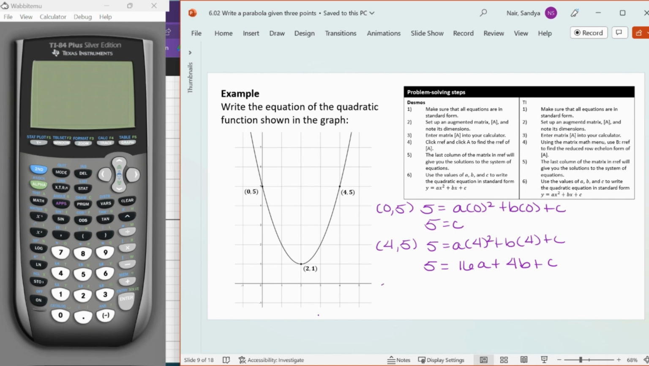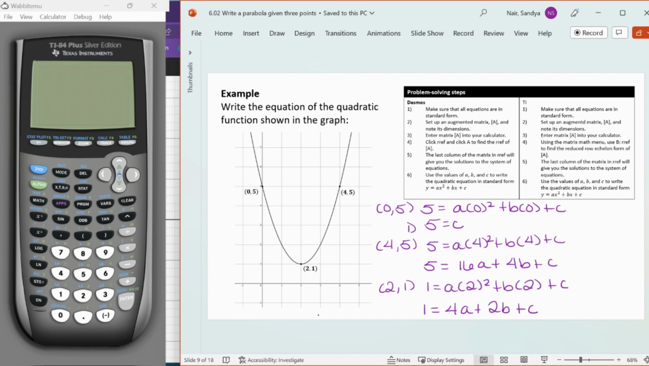And then finally, my third point is 2, 1. That's going to give me 1 equals a times 2 squared plus b times 2 plus c. So that gives me 1 equals 4a plus 2b plus c, since a times 2 squared is 4a.